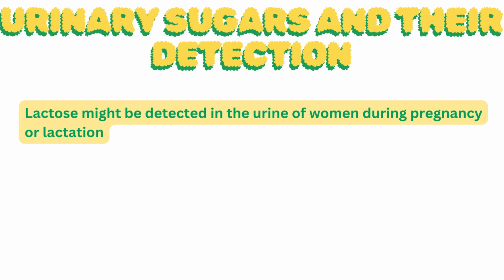Urinary sugars and their detection. Sugars in the urine might seem alarming, but they aren't always a sign of disease. Certain sugars can appear in urine under specific conditions. Lactose might be detected in the urine of women during pregnancy or lactation.